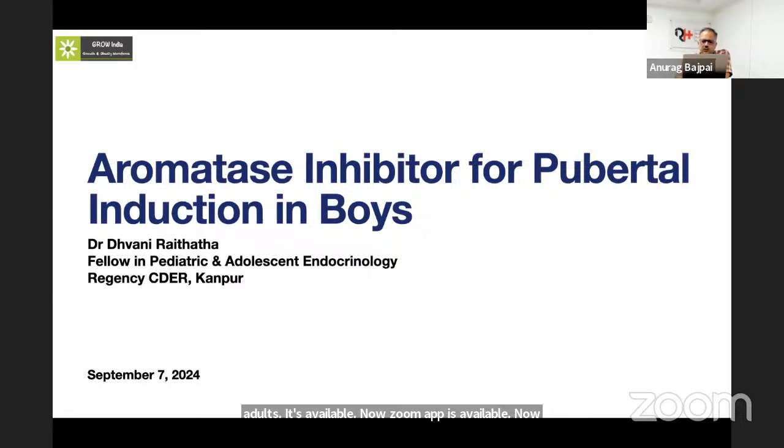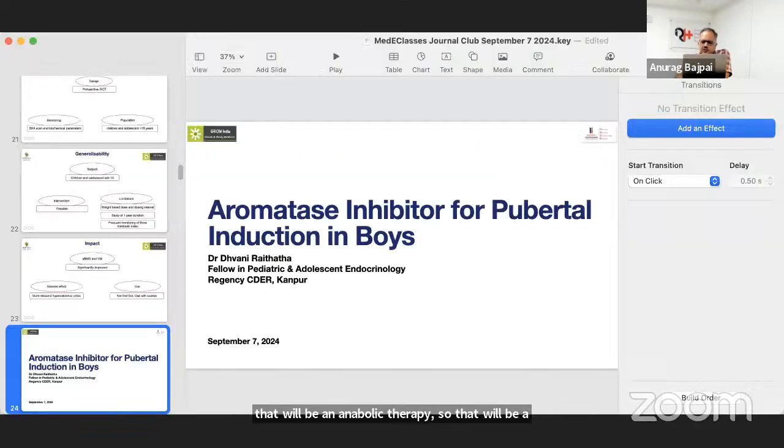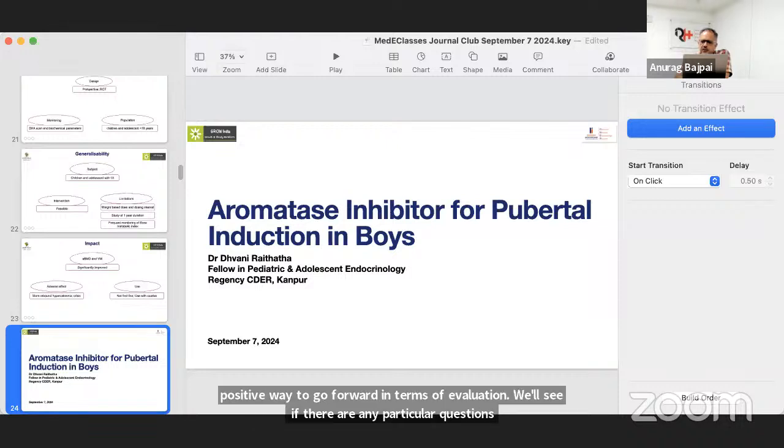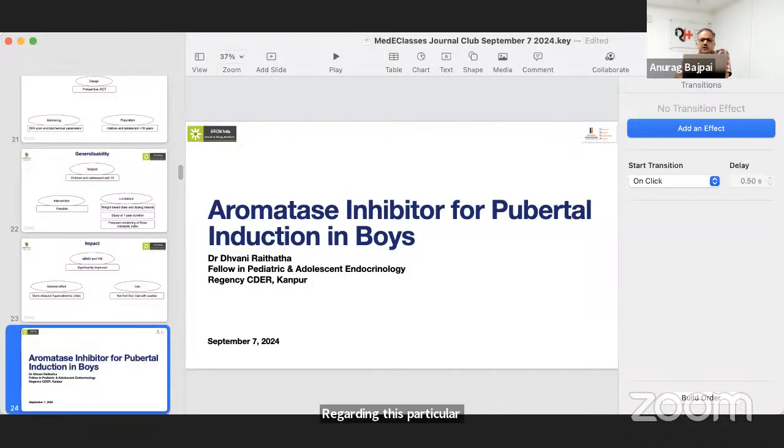We'll see if there are any particular questions regarding this. There are, I think, a few questions. In some studies, they mention hypercalcemia after stopping denosumab. Yeah, it is basically after stopping denosumab only. That was around 4 or 5 months later. That was the cause from that perspective.